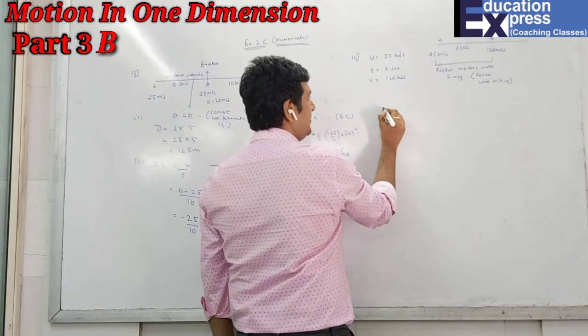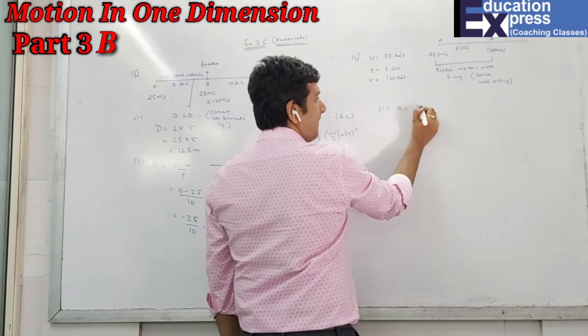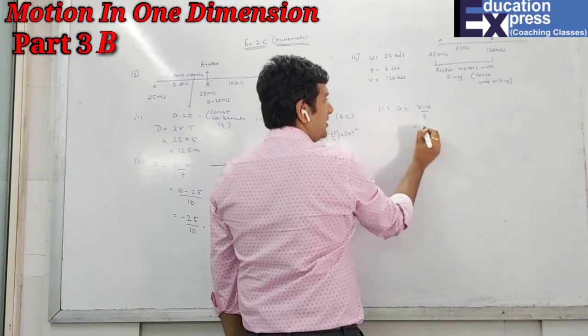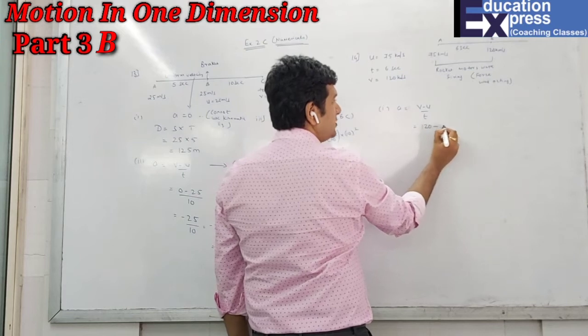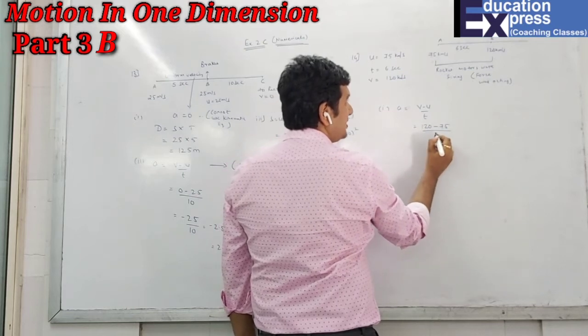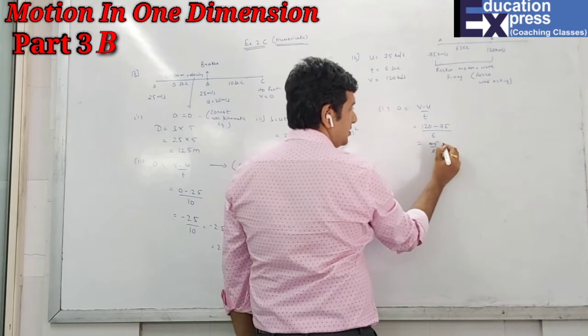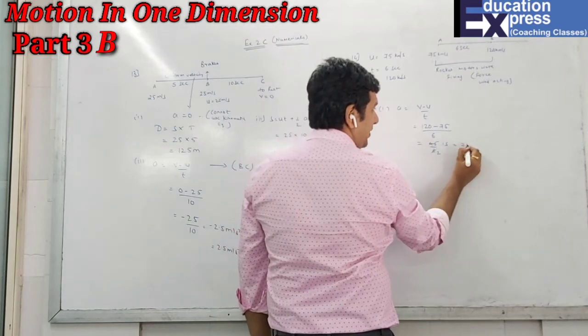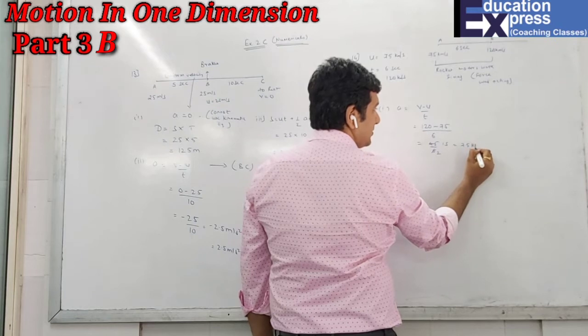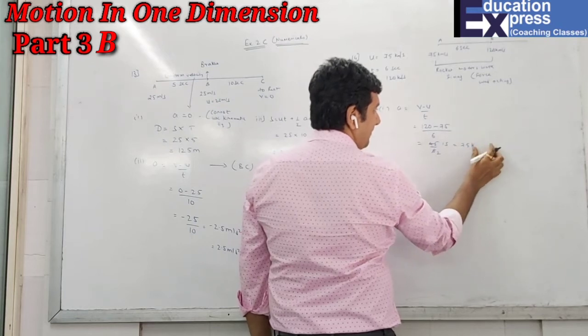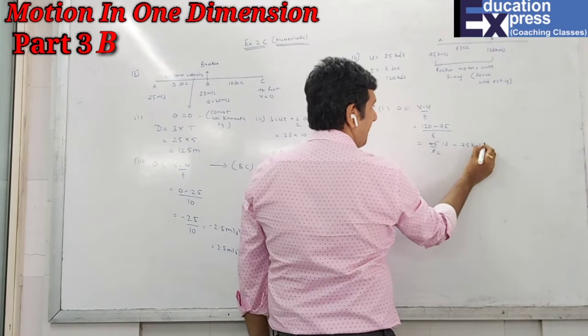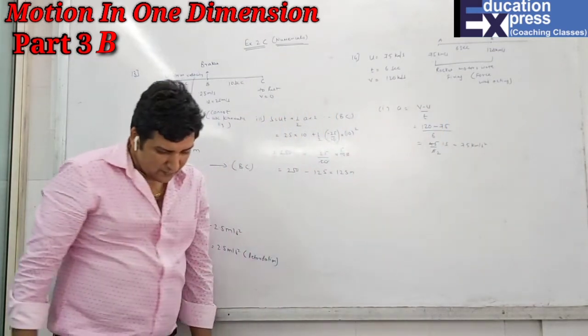So what is acceleration? What is v? What is u? And what is time? 6 seconds. So 45 upon 6, 3 2s are 6, 3 15s are 45, 7.5 kilometers per second square. That is our first answer. The second one they asked.